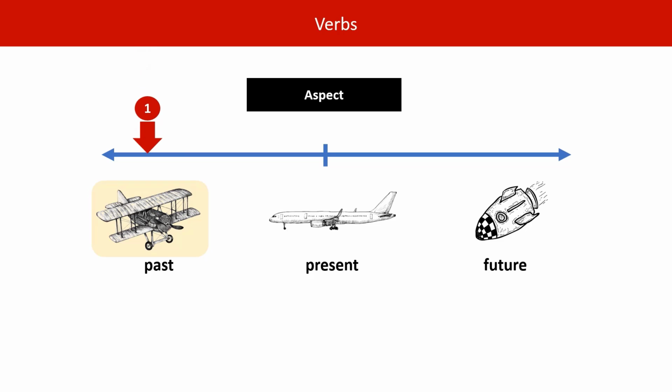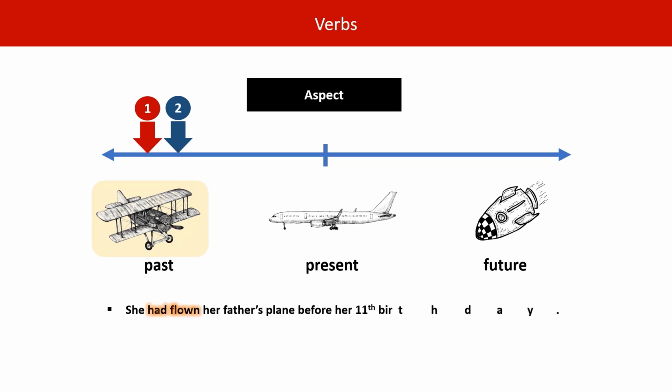Okay, next we have a completed activity before another activity took place. So she had flown her father's plane before her 11th birthday. This is an example of the perfect aspect. So this is a past perfect verb.